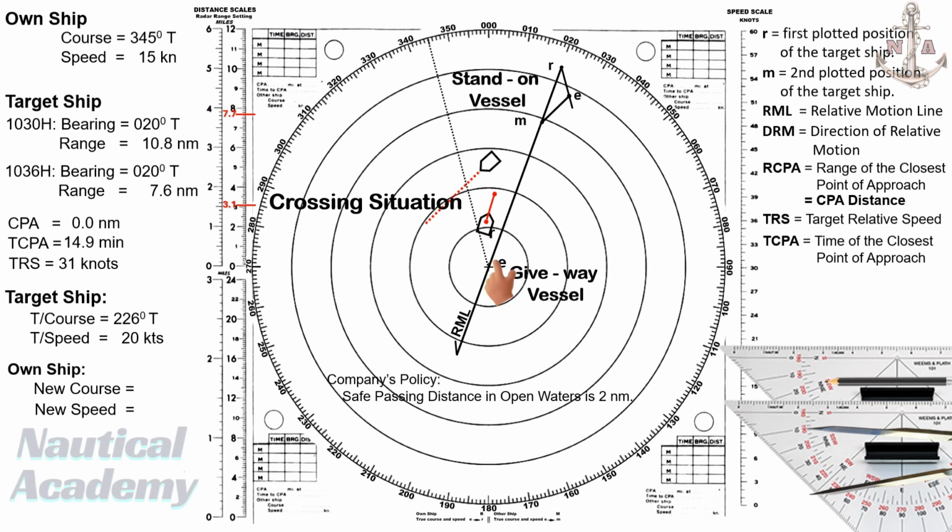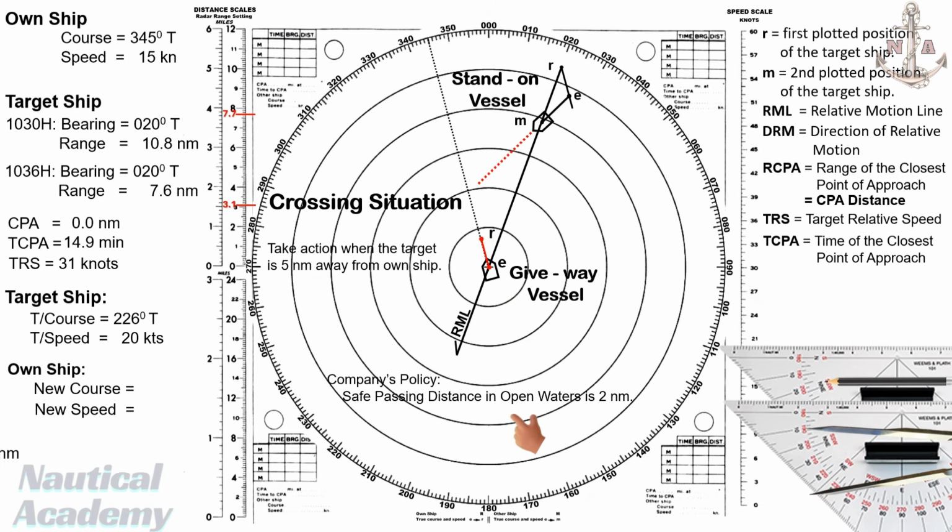the risk of collision. But what should our new course to steer or new speed be to achieve the required safe passing distance? Now, let's assume that as the duty officer, we have decided to take action when the target is 5 nautical miles away. To determine own ship's new course and speed to achieve a new CPA of 2 nautical miles with the point of execution established when the target is 5 nautical miles from own ship.